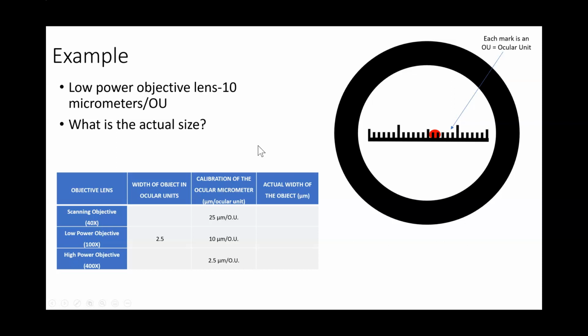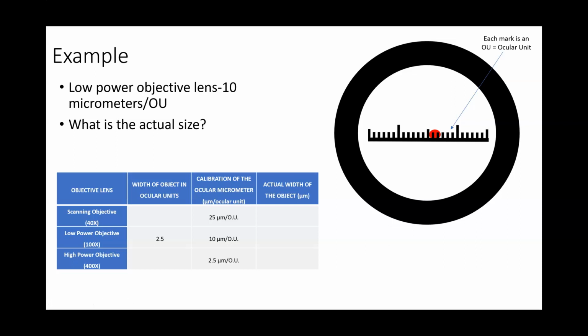Let's go to the low power objective lens. Remember, the low power objective lens is stronger than the scanning objective. So now we're magnifying this red dot 100 times. And notice that now we can actually see the red dot a little bit better. And we can see that it's not so much a dot as it is an oval, right? It's not a perfect circle. It's actually a little bit more of an oval. And we can see that this oval spans 1 to about 2.5 ocular units across. So if we write this into our graph here, 2.5, and we do our calculation, what is the actual width of our red dot?